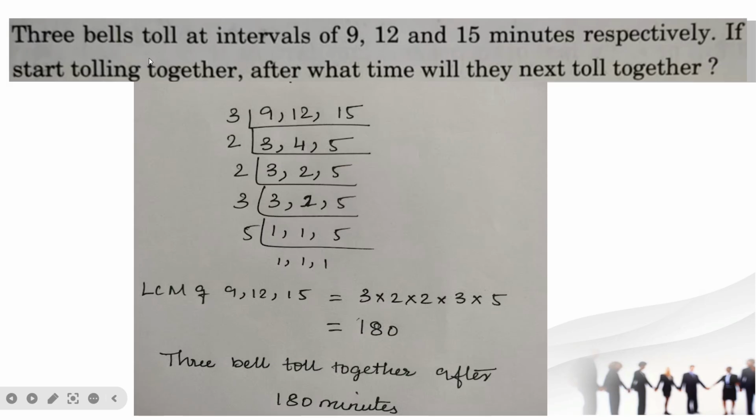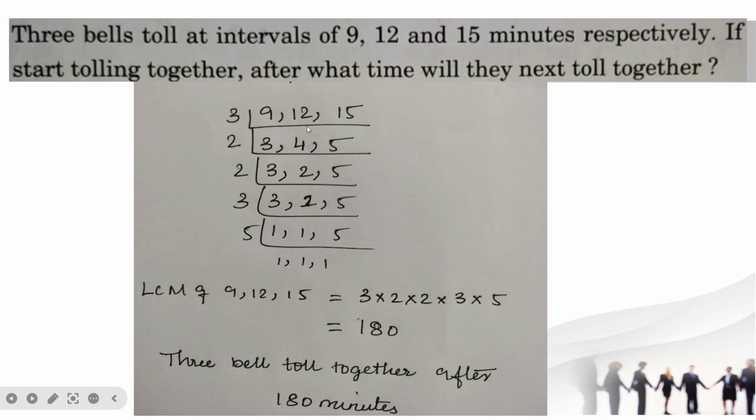3 bells toll at interval 9, 12 and 15 respectively. If they start tolling together, after what time they will next toll together? When they will toll together, they are asking. So this kind of questions we need to find the LCM. Find the LCM for 9, 12 and 15.